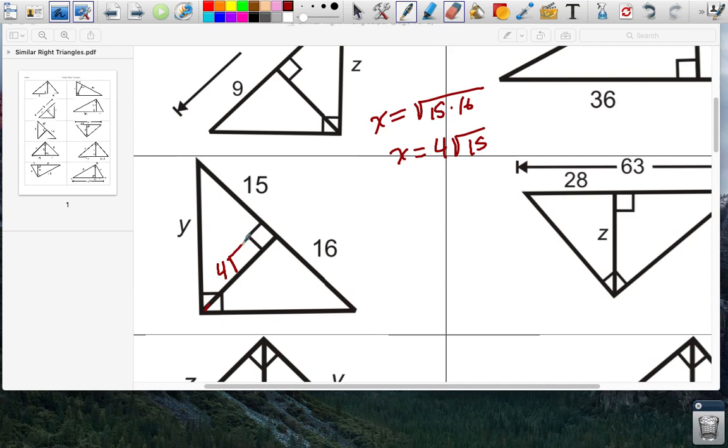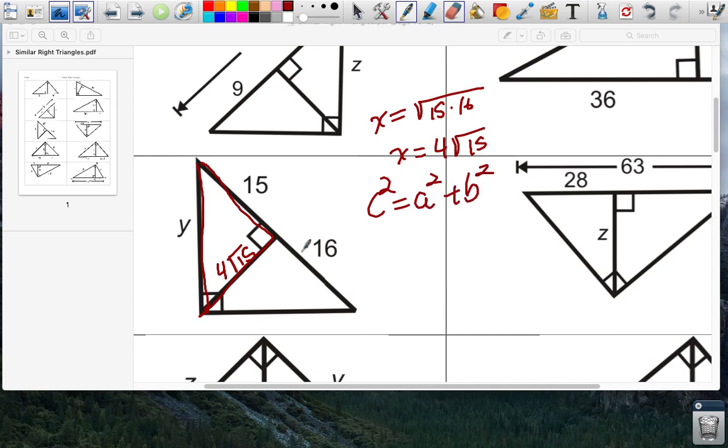4 square root of, what is it? 15. Much easier. I don't even need to do similar problems. Now I'm going to go back to, here's a right triangle, right? This right here is a right angle triangle. And we can use this: c squared equals a squared plus b squared.